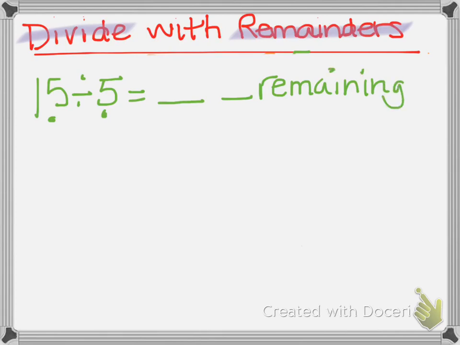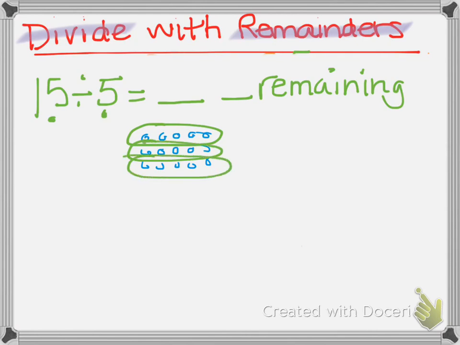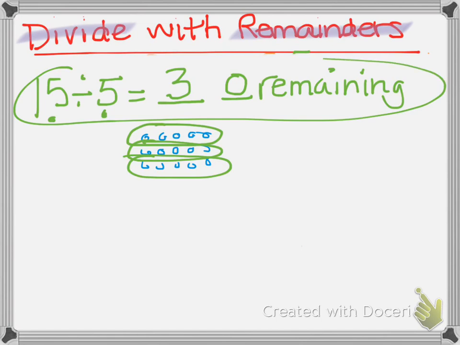Okay, well, let's draw it out. We need 15: 1, 2, 3, 4, 5, 6, 7, 8, 9, 10, 11, 12, 13, 14, 15. And I need groups of 5. 5, 5, 5. So I have 3 groups of 5, and there's none left over. There's nobody not in a group, with 0 remaining. So 15 divided by 5 equals 3, with 0 remaining. This is what you should have on your paper.